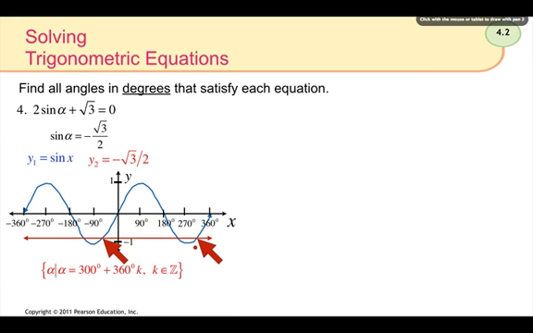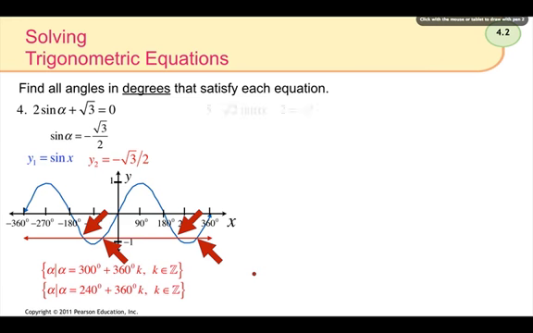Now the next one is describing these other points of intersection, which is where sine is negative also on the third quadrant, which is actually 240 degrees. And then from 240, the next set of answers will be 360 degrees to the right of 240 and 360 degrees to the left of 240. And this is the answer to number 4. It's just a little bit different, but you should be able to follow.